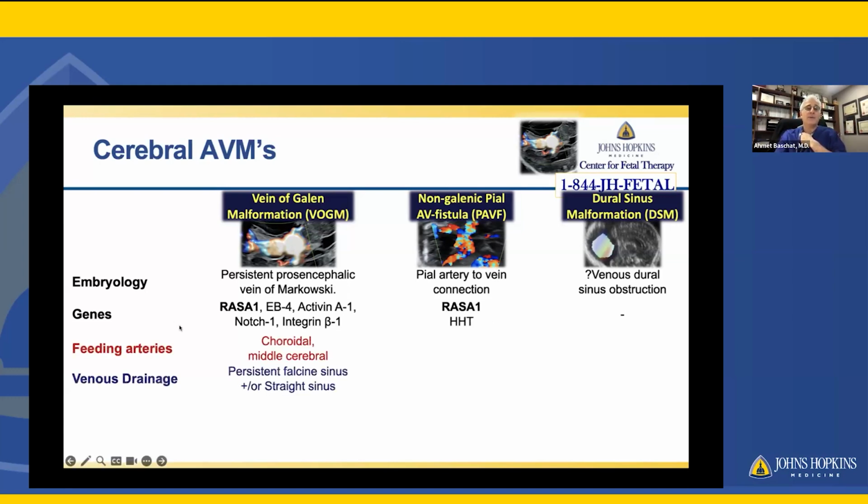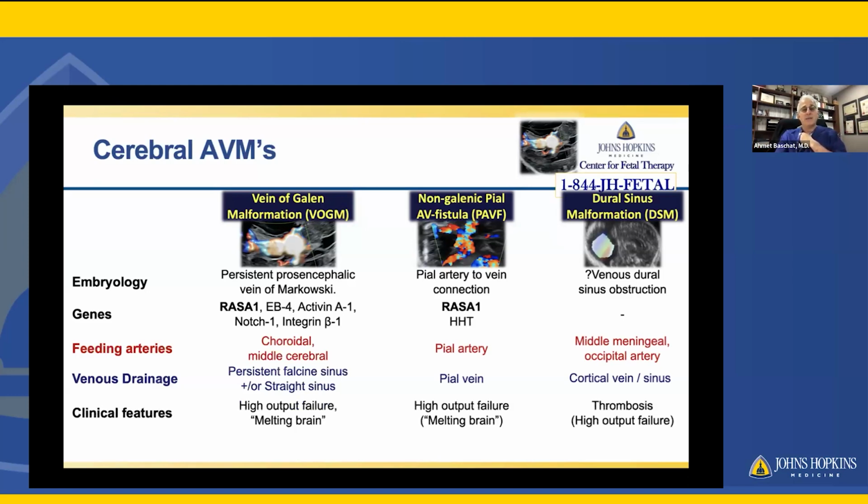The feeding arteries for the vein of Galen are typically choroidal or middle cerebral that drain into a persistent falcine sinus or the straight sinus. The vein of Galen is actually a misnomer because this vein that is dilated is an embryologic remnant that is supposed to normally disappear, and that doesn't happen. In a pial fistula, there's a pial artery to a pial vein, and in a dural sinus malformation, it's usually an artery feeding into a cortical vein or sinus.